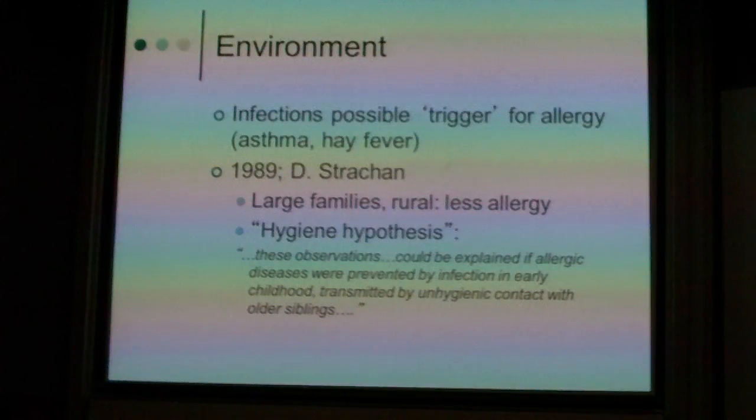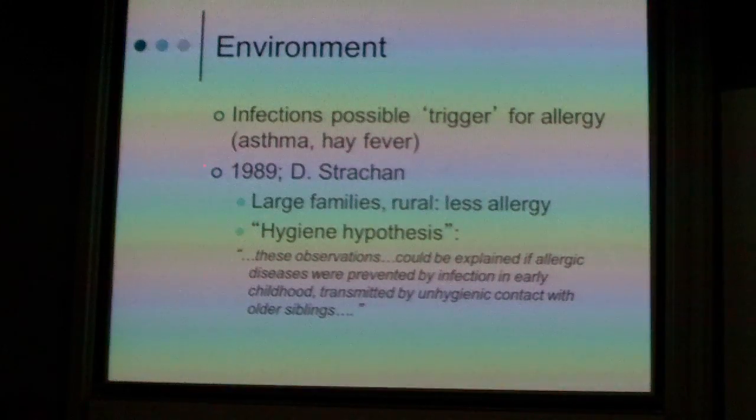So this environment, of course, is it possible that we develop allergy because we have different infection incidents? And we know that infections may trigger allergy, asthma and hay fever. If you have infections, there is always, of course, activation of the immune system, and that may lead to, let's say, a more dangerous allergic reaction. But there have also been indications that infection is okay.